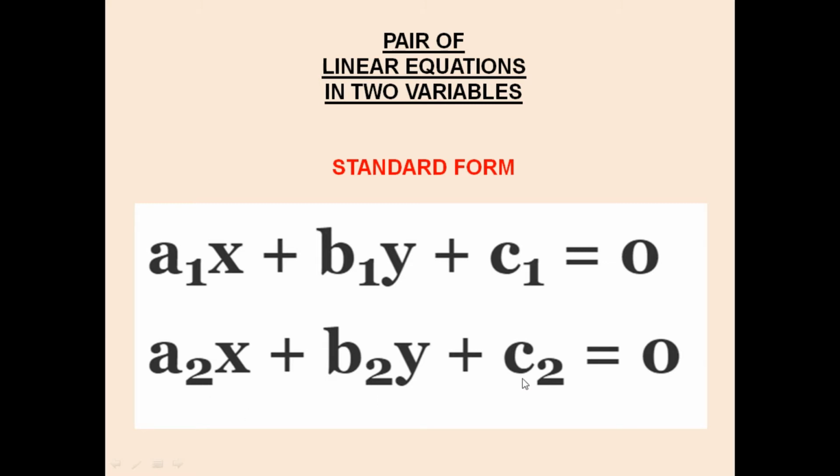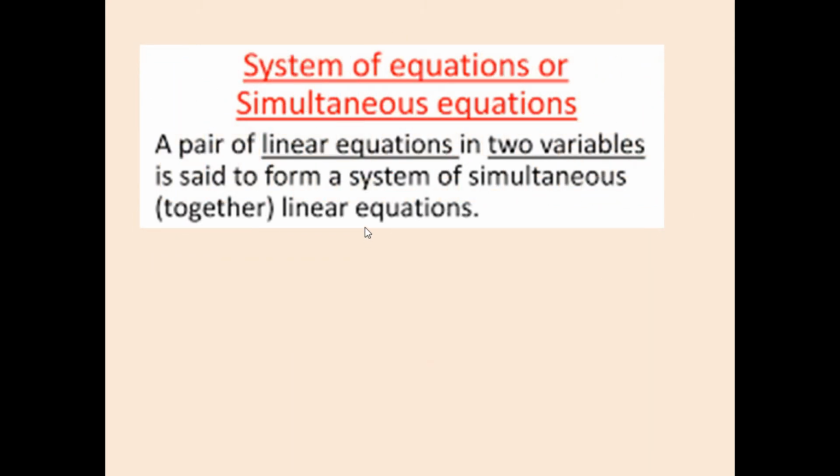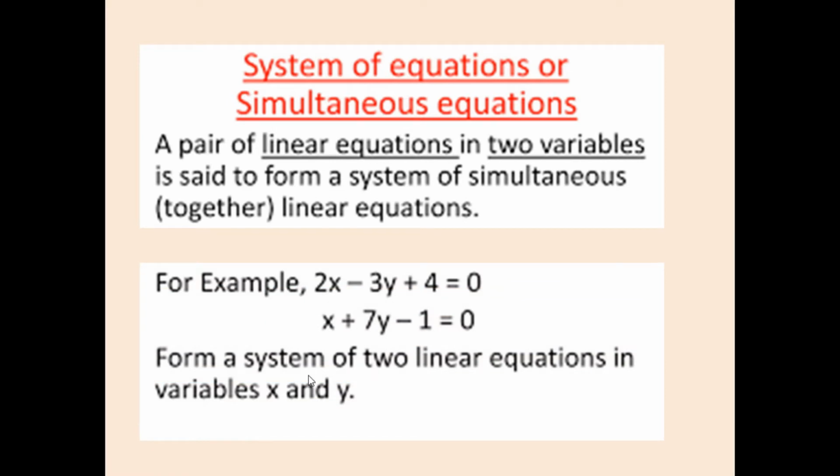Important point to note here is that both the equations that we are taking as a pair are in the same variables x and y. This kind of a pair is also known as system of equations or simultaneous equation. Now, why simultaneous? Taking an example here, when I talk about this equation 2x minus 3y plus 4 equal to 0, and the second equation x plus 7y minus 1 equal to 0, these are two different equations, distinct equations.